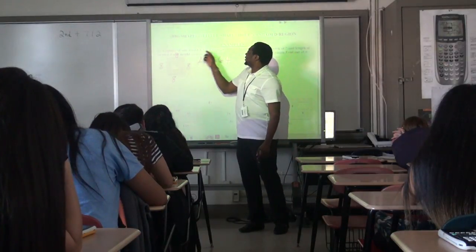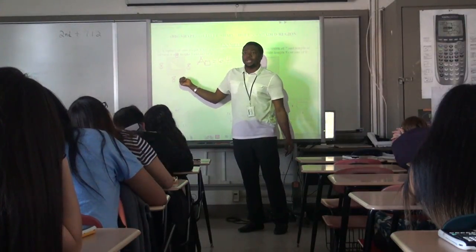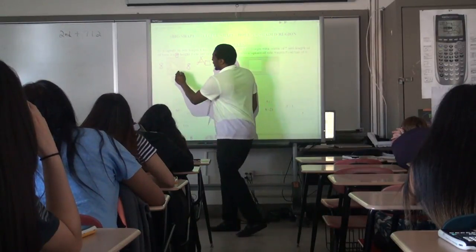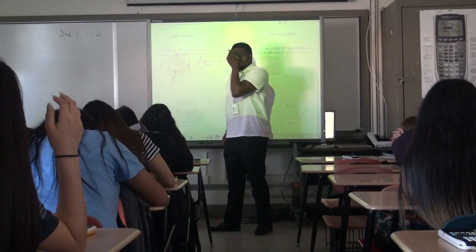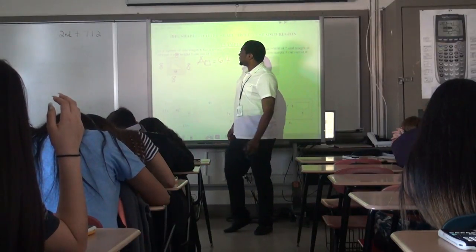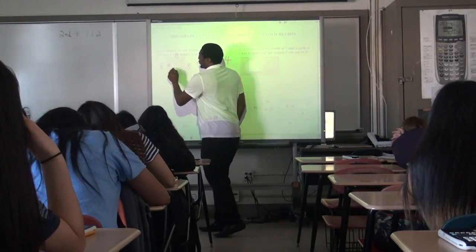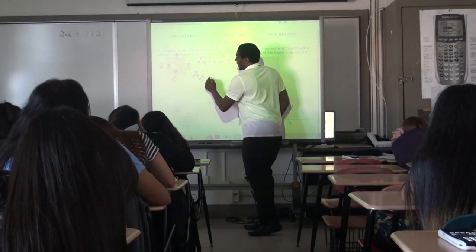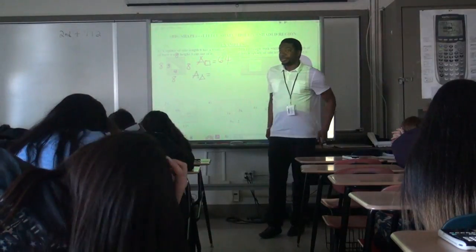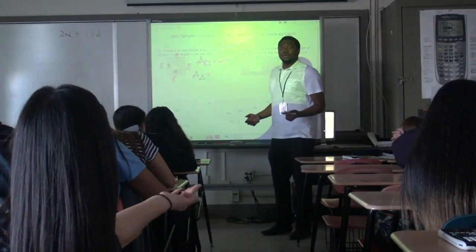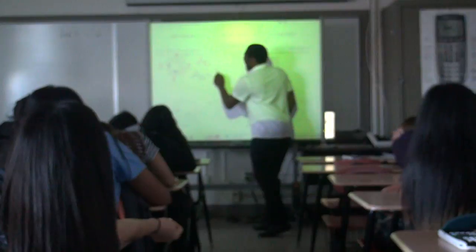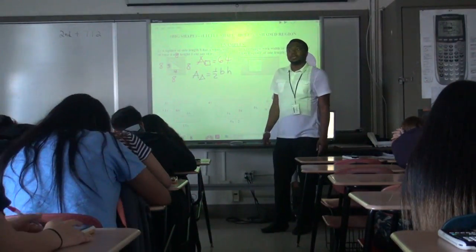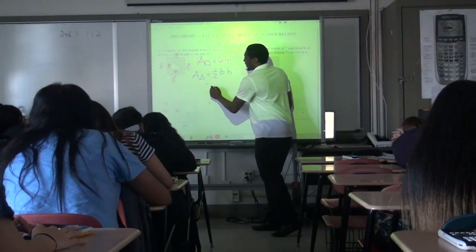Alright, so now we are at the triangle. What's the base of the triangle? 4. What do we put down at the bottom? Right there. 4. And then the height? The height is 3. Put it here. Okay, now the next question: how do we find the area of a triangle? 1/2 times base times height. Yeah, you know that.